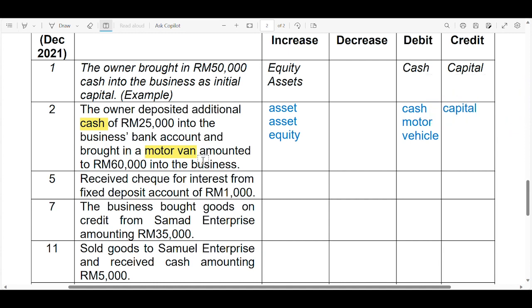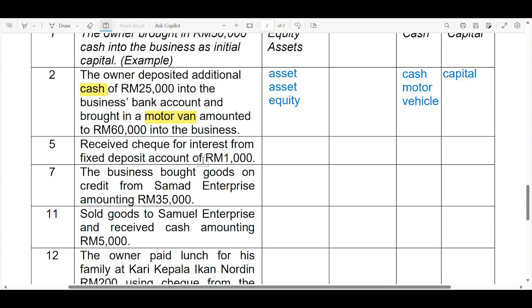Let's proceed to the 5th December. Receive check for interest from fixed deposit account of 1,000. So receive check, meaning that you receive money. For what purpose? Interest from fixed deposit, of 1,000. Whenever you receive money, there will be an increase in asset. At the same time, it is also an increase in revenue because the money that you receive is due to the interest from the fixed deposit.